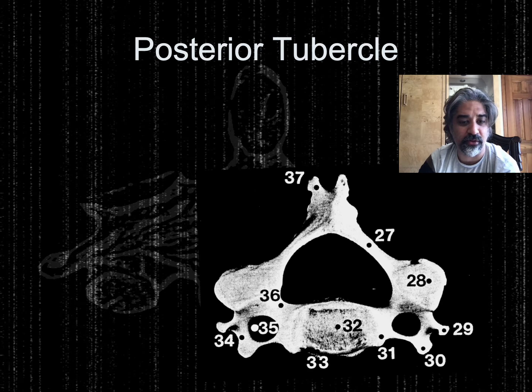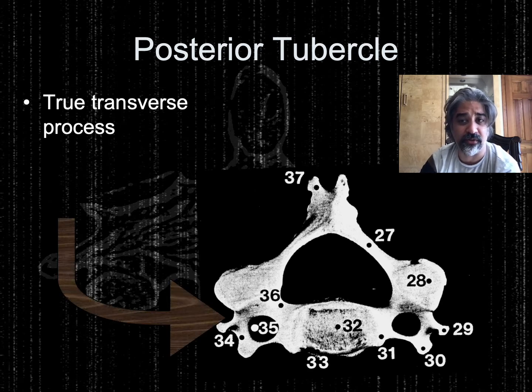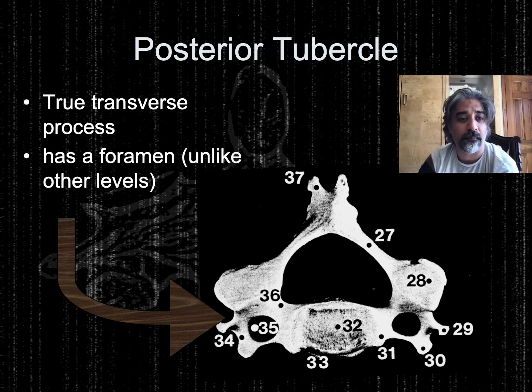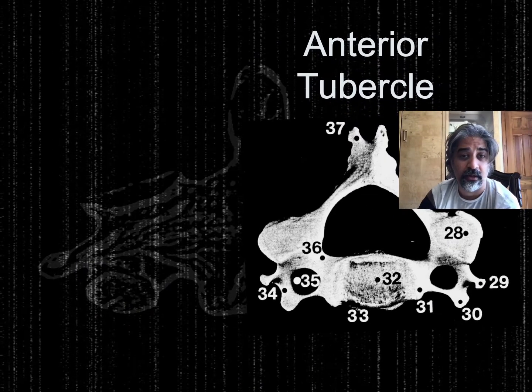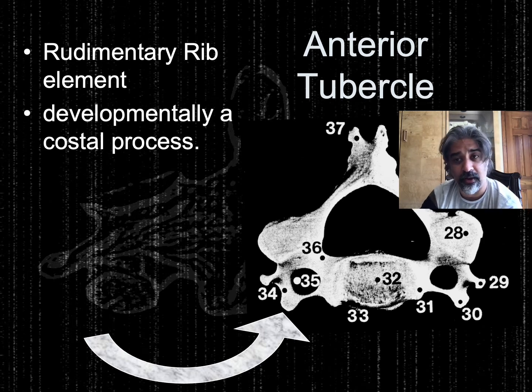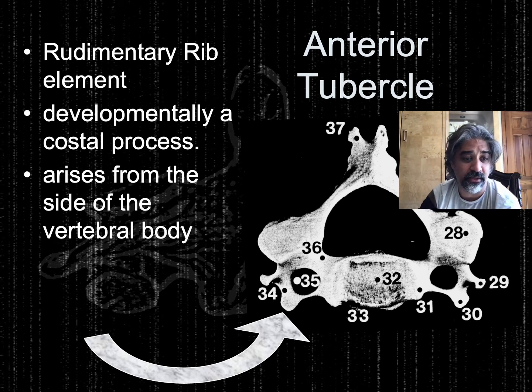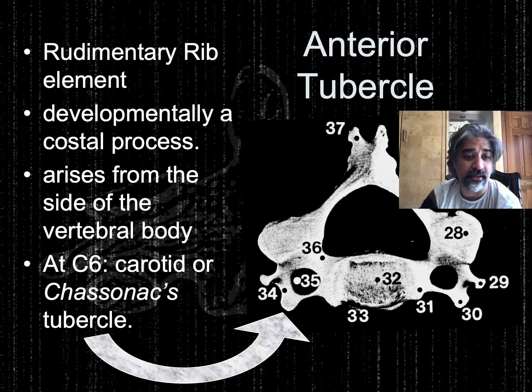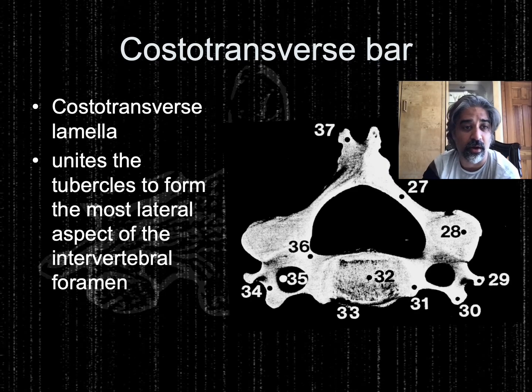So let's look at the posterior tubercle. That is a true transverse process, unlike the anterior tubercle. It has a foramen, unlike the thoracic and lumbar spine. The anterior tubercle is actually a rudimentary rib element. Like I said, in the thoracic spine, you would have a rib there. And it arises from the side of the vertebral body. At C6, it's sometimes known as the carotid tubercle or Chassaignac's tubercle. The costotransverse bar, or costotransverse lamella, unites the tubercles to form the most lateral aspect of the intervertebral foramen. And then medially, it's the pedicle.